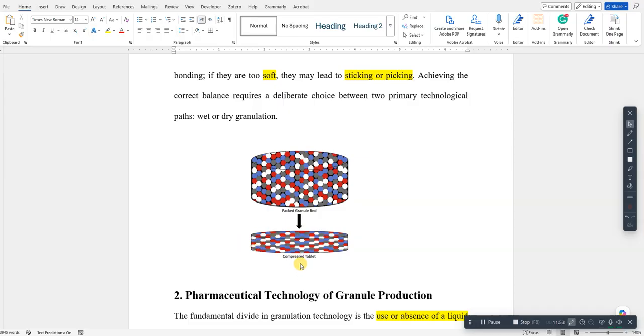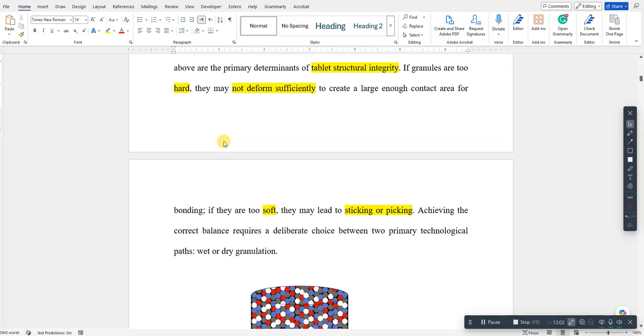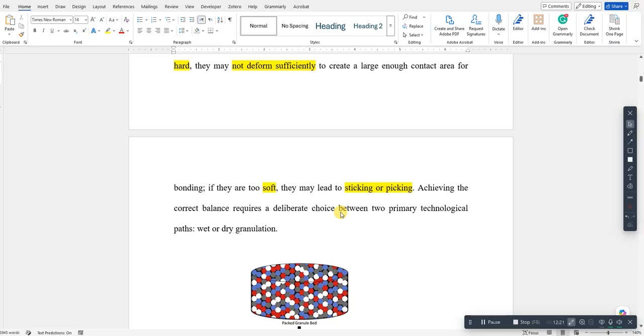It's very important that the granules are not very hard. If they are very hard, it will be difficult to change their shape. And also they should not be soft, because soft means they will not only cause sticking and picking in the tablets, and these problems you will learn about later on, but also the tablets will have a low structural integrity.